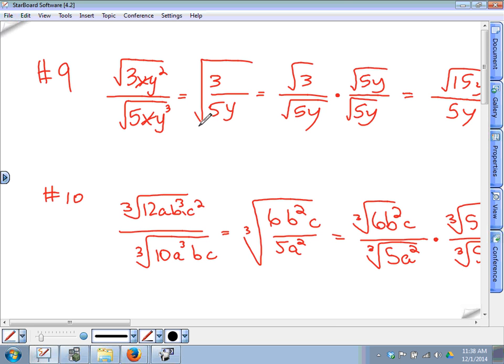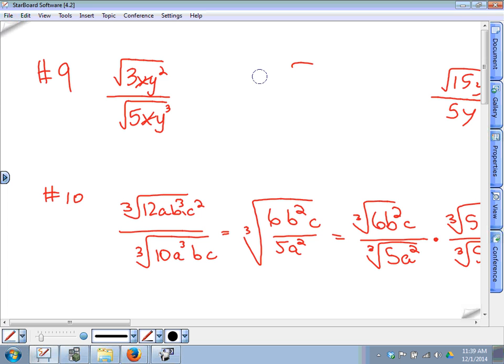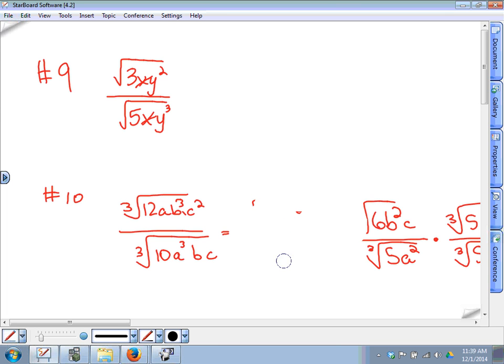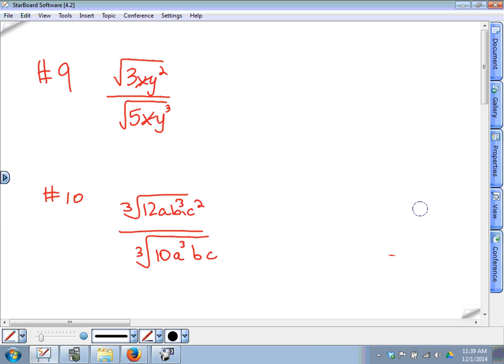Here it is. So number 9 and 10. Those are on the same page, right? No, 242. All right, 242 then. Number 9's not too bad. Square root of 3xy squared over the square root of 5xy cubed.